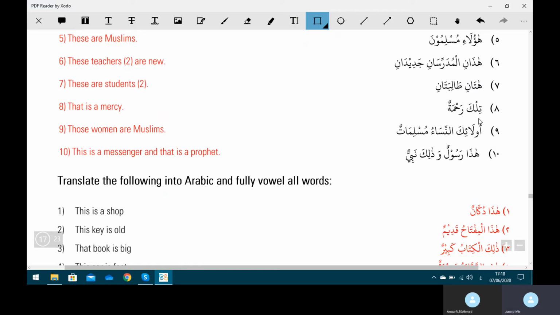Now, tilka is an ismul ishara, a demonstrative pronoun that refers to something that's far away. It refers to one female that's far away. When I say female, again, I'm talking grammatically. I'm not talking about a physical female, as in a female student. Because rahmatun is not a physical female. It's an idea, mercy. So when I say referring to 3 males or 3 females, I'm talking grammatically. So tilka rahmatun. And rahmatun means mercy. So that is a mercy, or that is mercy.